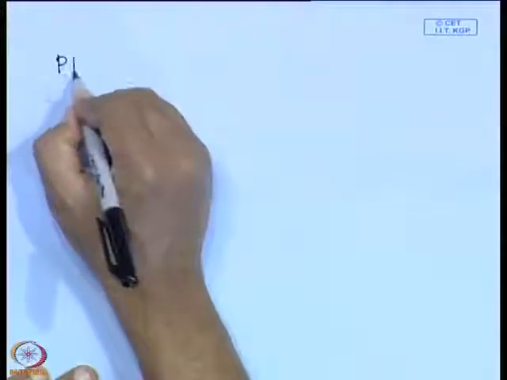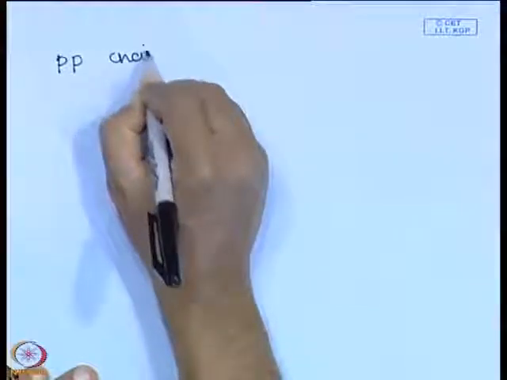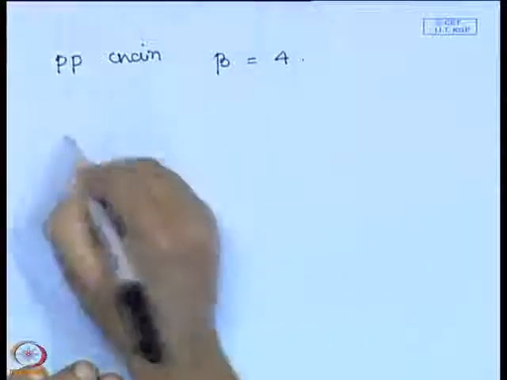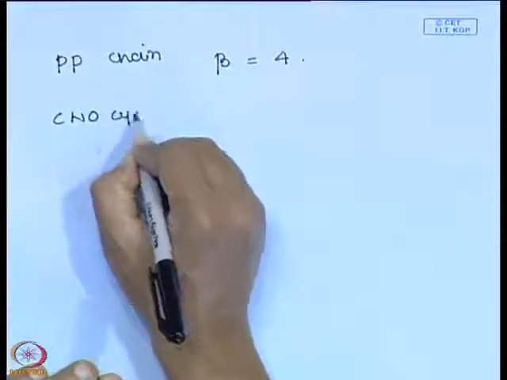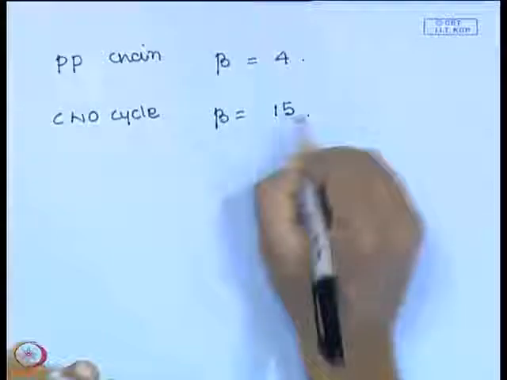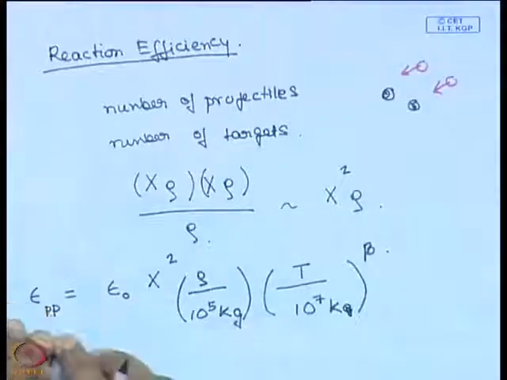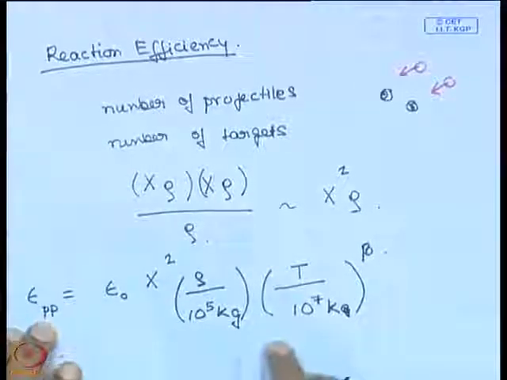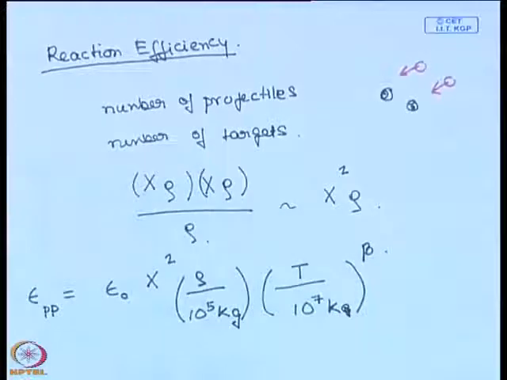For the PP chain, beta is known to have a value around 4, and for the CNO cycle, beta is known to have a value around 15. So the CNO cycle has a very strong dependence. The rate at which the energy is released through the CNO cycle has a very strong dependence on the temperature, and it becomes much more effective at higher temperatures.